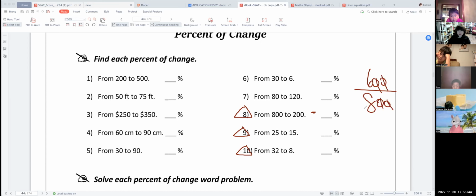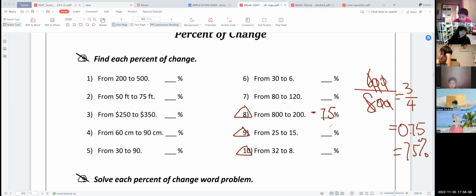So I'm going to make it clear, it's just to simplify. So it equals 3 over 4. 3 over 4 equals what? 0.75, which is 75%. So 75%, but what? Negative. Understand? Because it's decreasing. 懂不懂, Brandy? Okay, 很好.